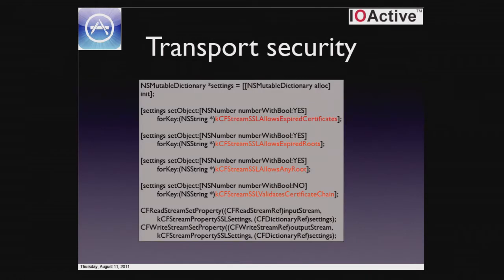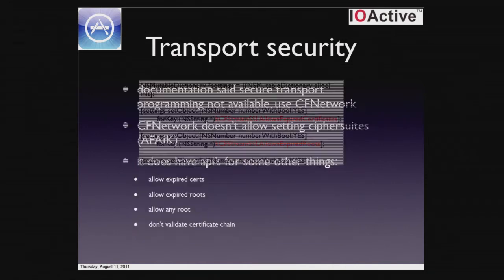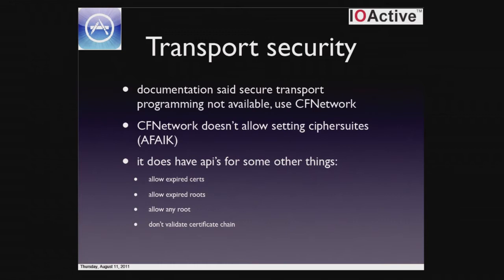If you were to turn this stuff on, it kind of looks like this, where you just set a bunch of keys and set them all to yes, and then you set these properties in a CF read stream, and then you're good to go. So if you were to use this kind of code, you would allow expired certs, expired roots, any root, and not validate the certificate chain, which is obviously quite bad.